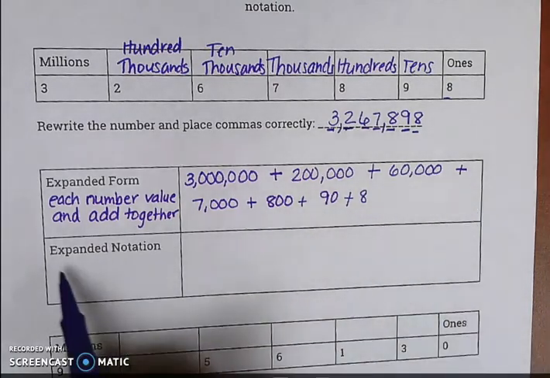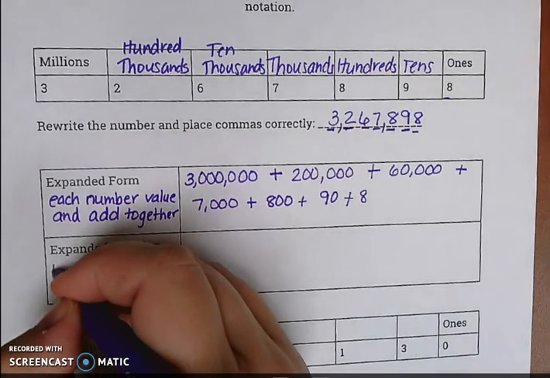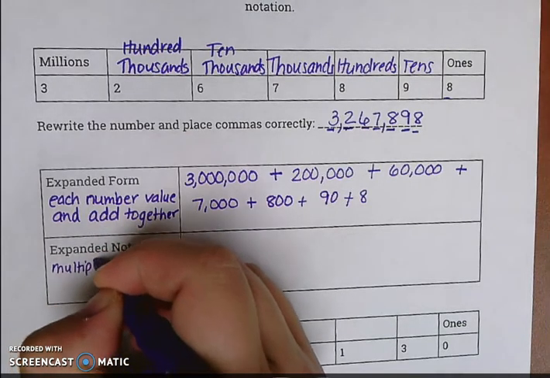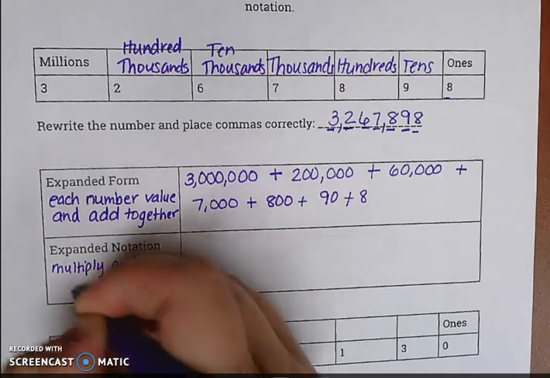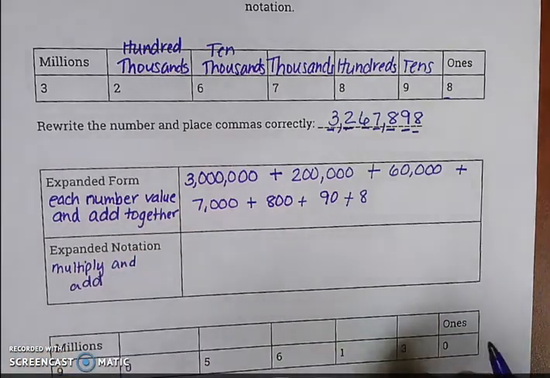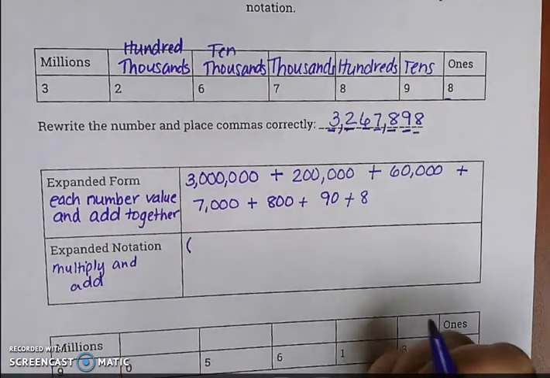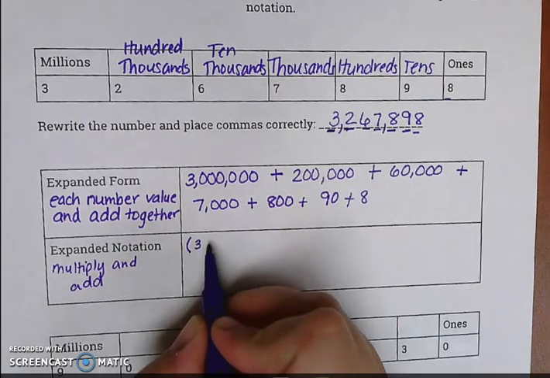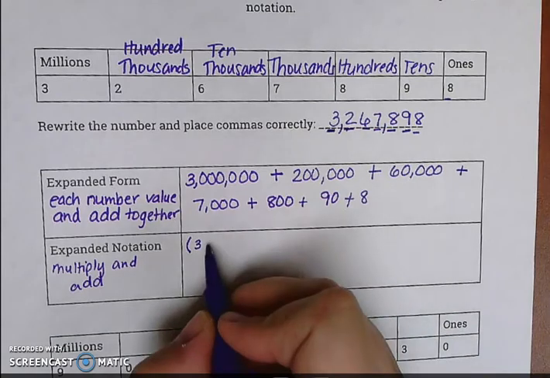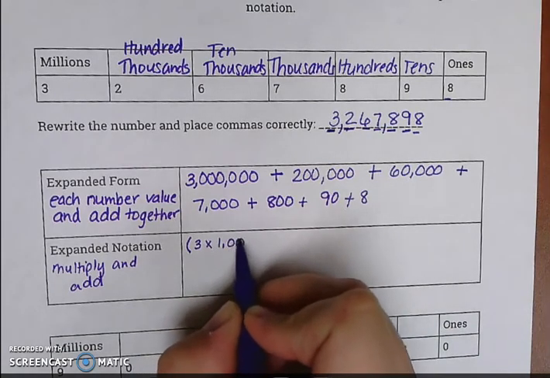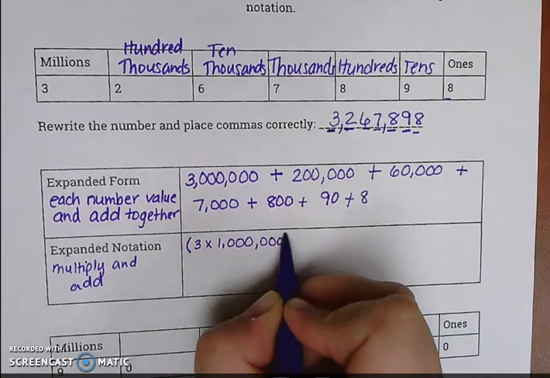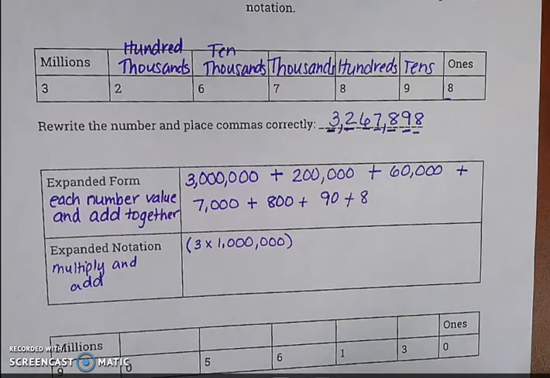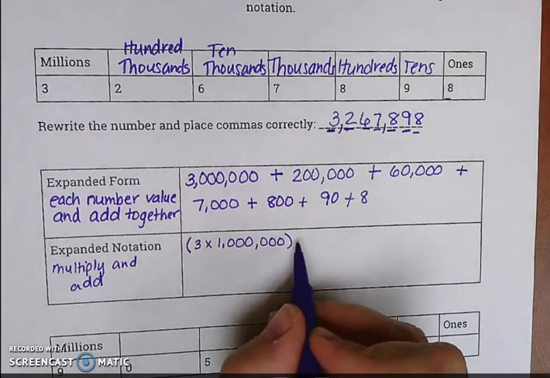Okay? Now, expanded notation, we're going to do multiply and add. So it's kind of breaking this number apart. So we're going to start with some parentheses to kind of give us some organization. So again, we're going to start with that 3. And that 3 is in the million spot. So I'm going to multiply that 3 by 1 million. And that in parentheses. So now we've got our 3 million spot.